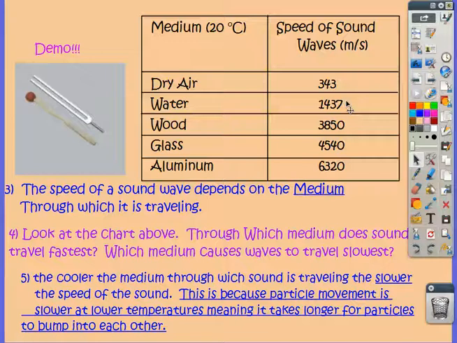So most important is what state of matter we have, solid being the preferable state of matter for a sound wave to achieve its maximum speed. But then as we're in that state, we want the temperature to be as high as possible within that state of matter. So that's it.